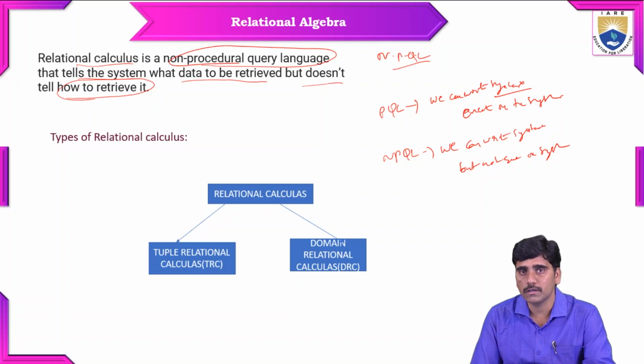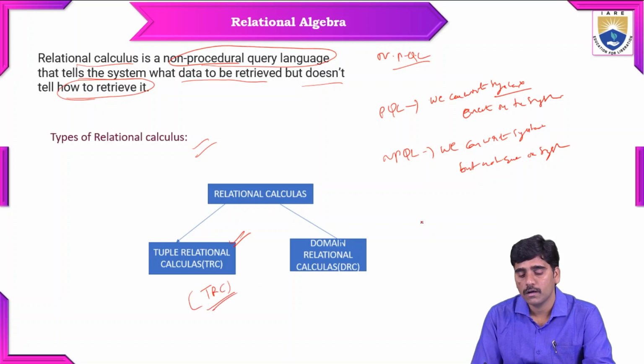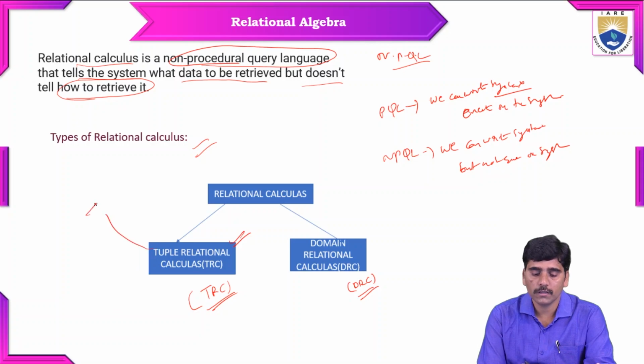Based on that, we have two types of relational calculus. One is tuple relational calculus, TRC, and the second one is domain relational calculus, DRC. One is tuple relational calculus, the second one is domain relational calculus. So what is tuple relational calculus?